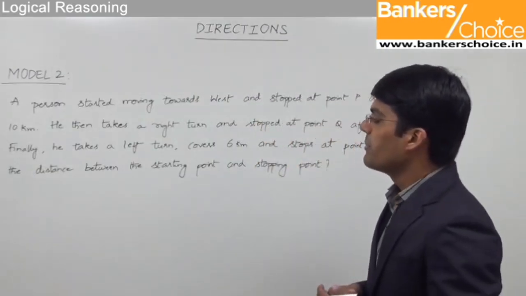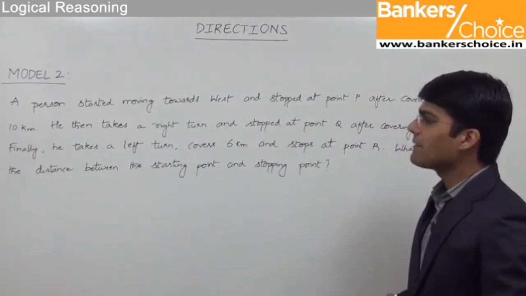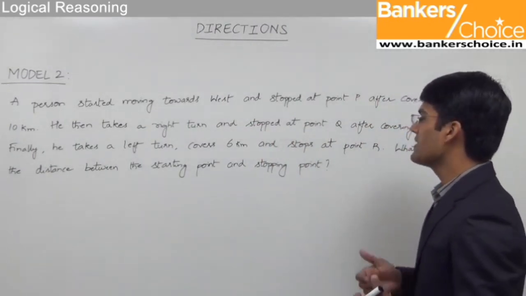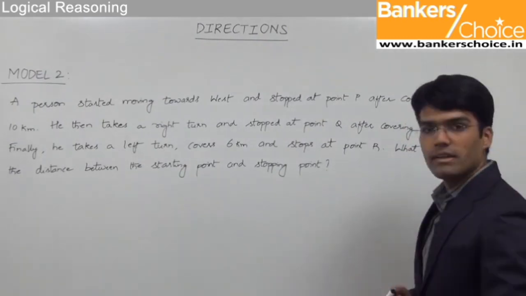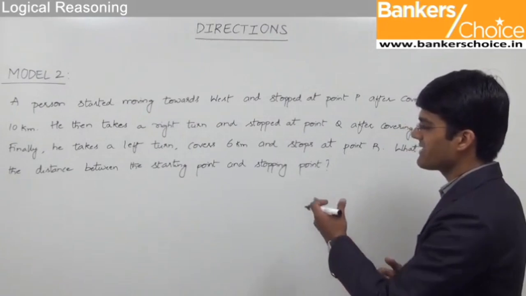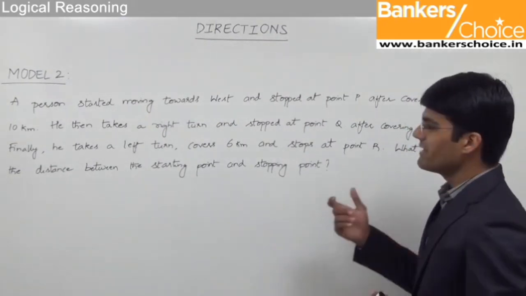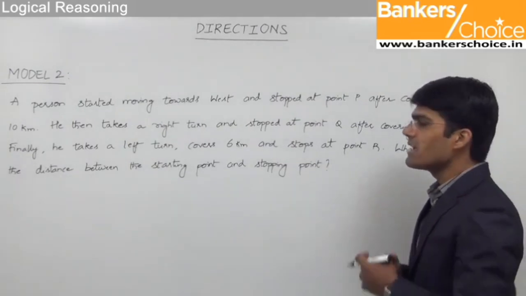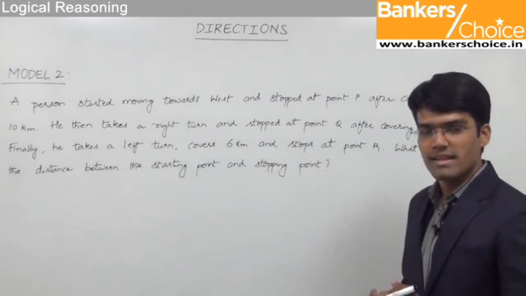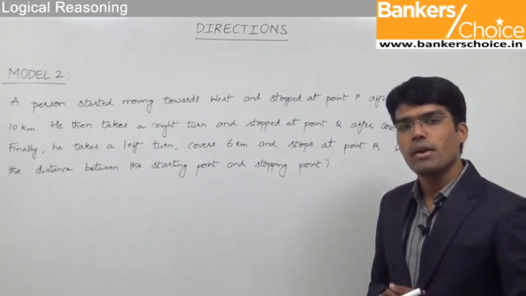The question is, a person started moving towards west and stopped at point P after covering 10 kilometers. He then takes a right turn and stopped at point Q after covering 12 kilometers. Finally, he takes a left turn, covers 6 kilometers and stops at point R. What is the distance between the starting point and the stopping point? So here again, the movement of a person is given to us, and we are supposed to find out the distance between the starting point and the stopping point.